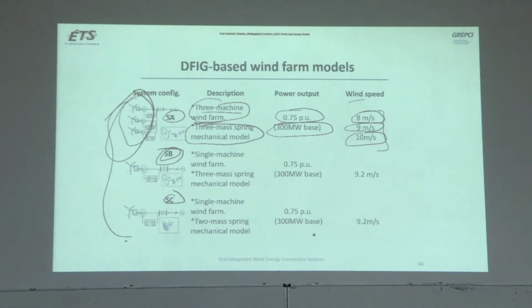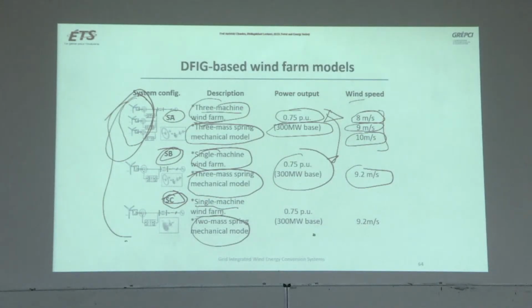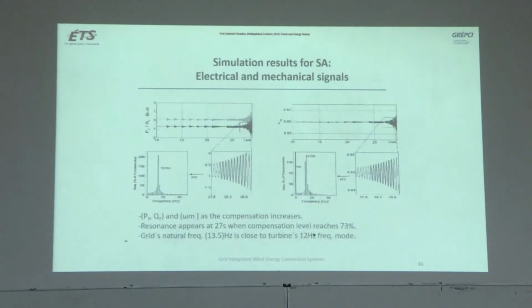Now, in the second model, he took a single machine wind farm, which generally people do, but other people take a 2 mass spring model, while he took a 3 mass spring model. He took 9.2 meters per second and the same power level here also. Then the third model was a single machine wind farm with a 2 mass spring model, with the same speed and same power. So you see, this is what happened.